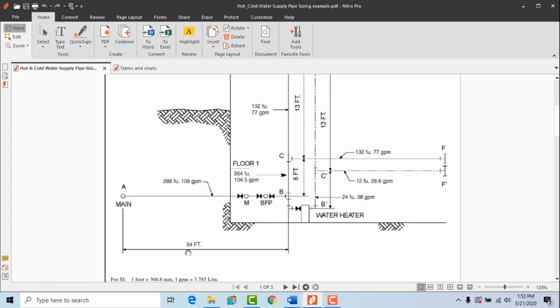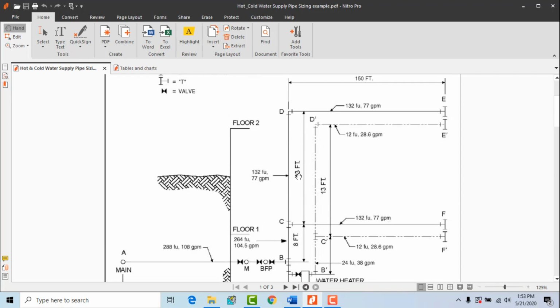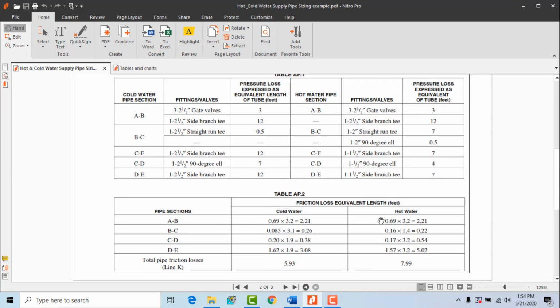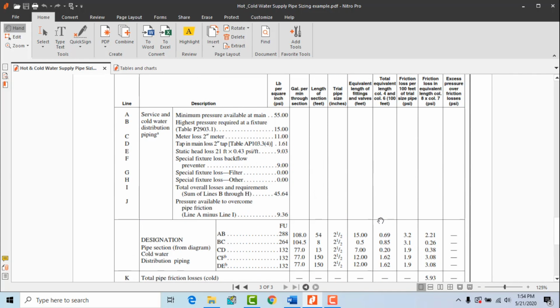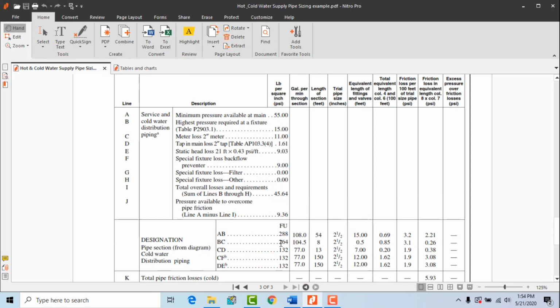And the lengths are given: A to B 54, B to C 8 feet, C to D 13 feet, and D to E 150 feet. So everything is mentioned in the drawing. So let's move back to our table. As you can see, the fixture units for A to B is 288, then B to C we have 264, C to D 132, and C to F 132, and D to E 132.